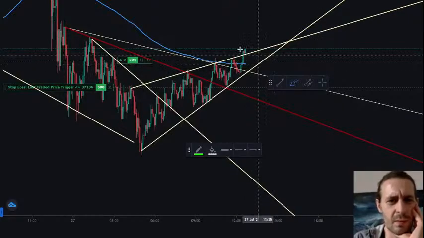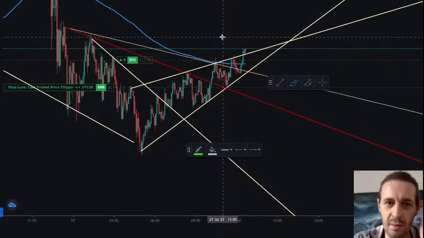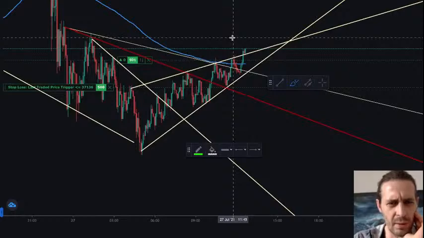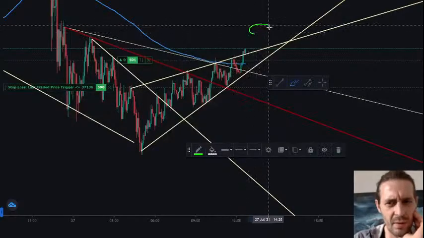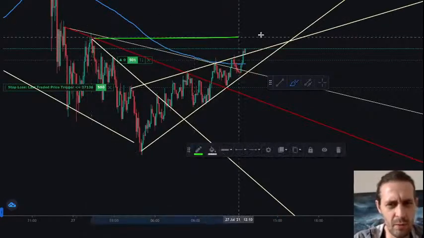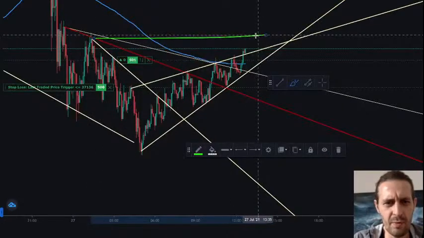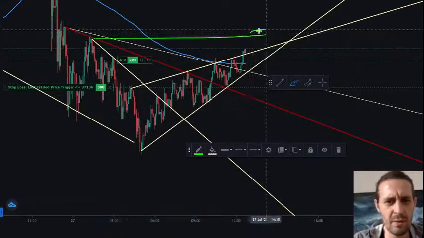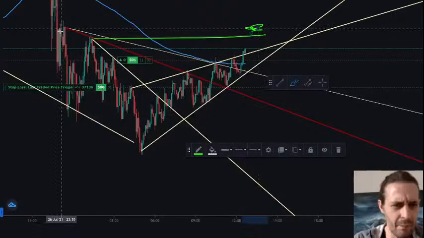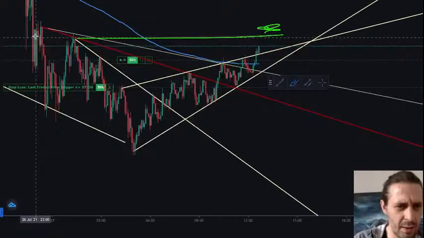I think the ideal place or level to add to my position would be somewhere around here, if we established these levels, because it would be somewhere around this level. It was the previous high. If we break above this previous high and stay above it, this would be awesome.